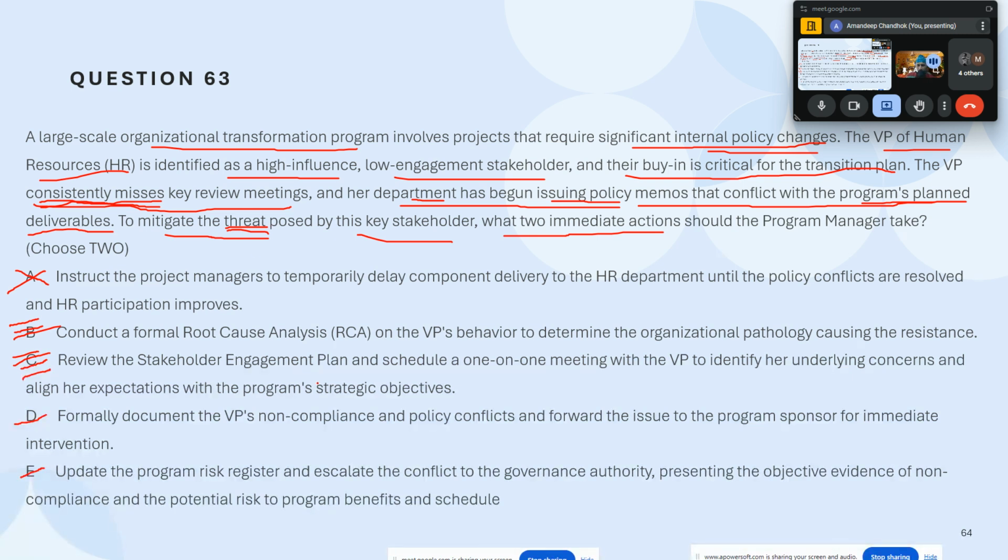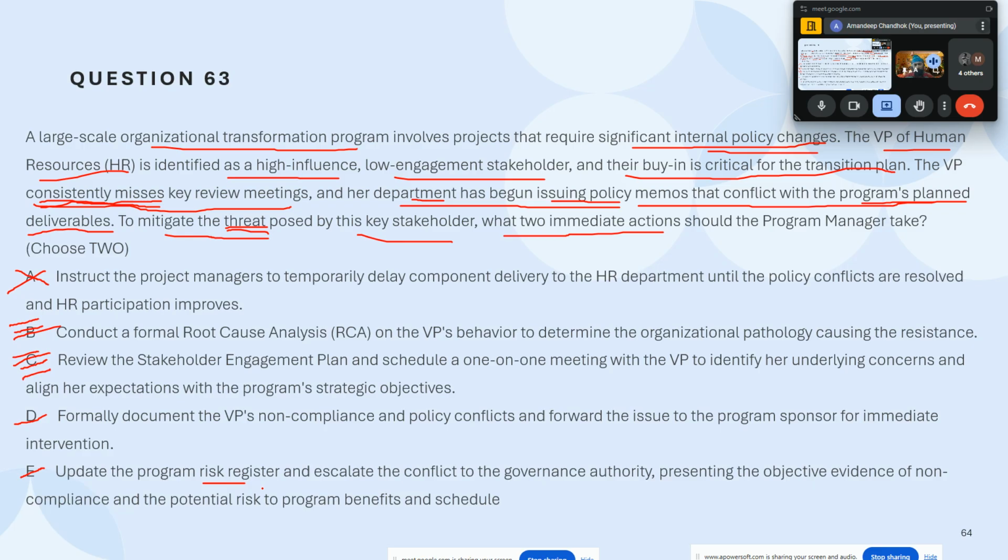Now let's see if there is something associated with threat somewhere in the options. We saw D, which primarily says to document it and escalate it to the sponsor. And E is saying, well, hold on, it's a threat. What is the closest word to threat? Like I was mentioning earlier, it is risk. Whenever you identify a threat, wouldn't you go ahead and update that in the risk register? Wouldn't that be a normal thing for you? You would put that in the risk register.